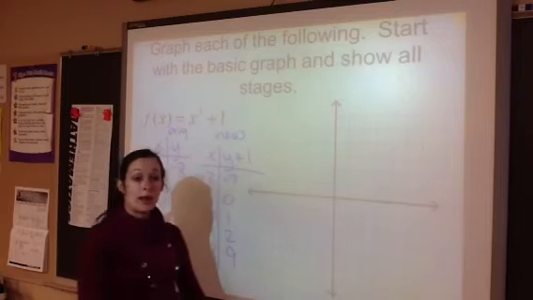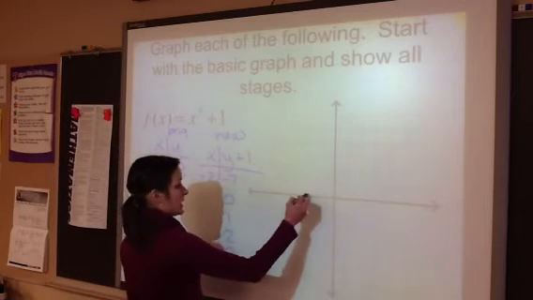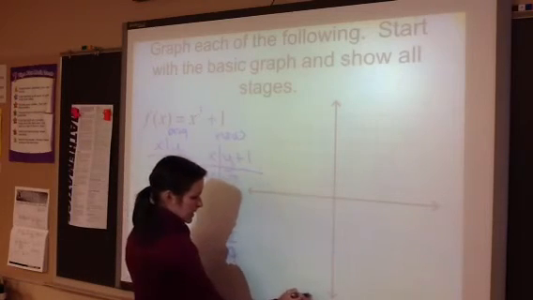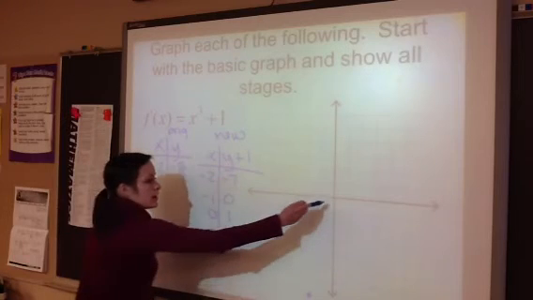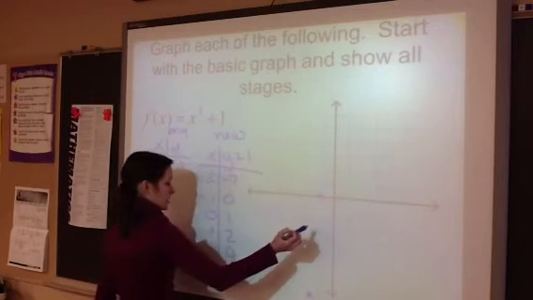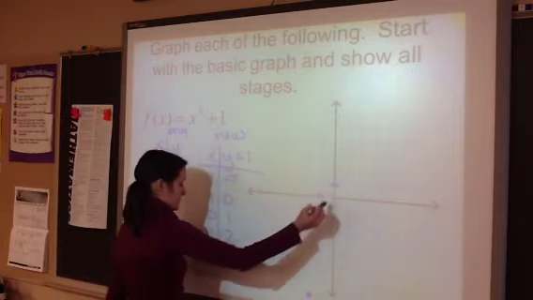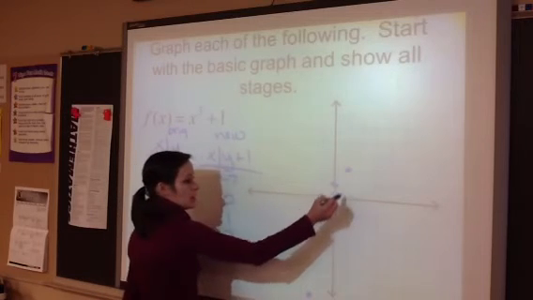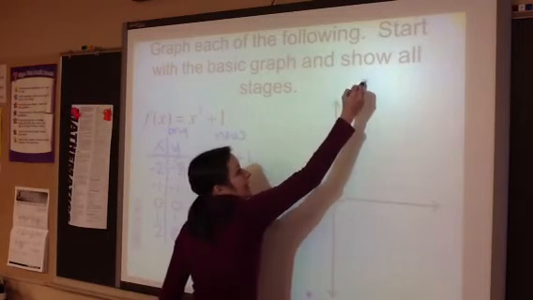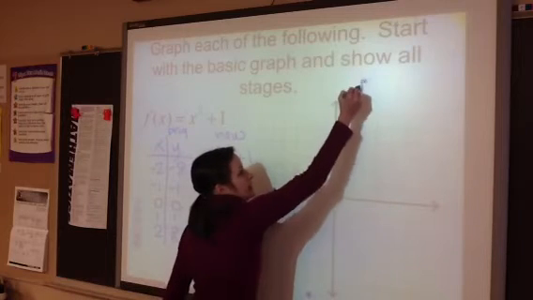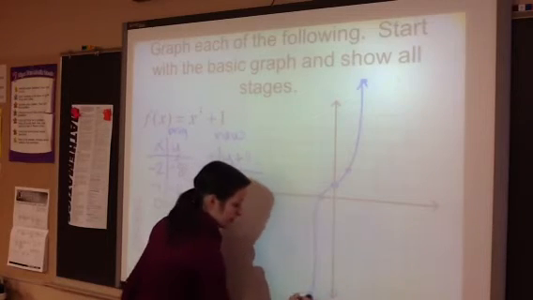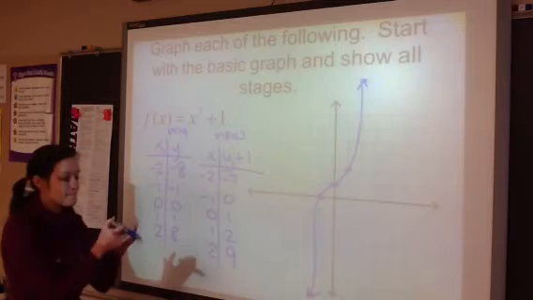So we're going to go and we're going to graph. So we go over to -2. We go drop down to -7. We go over to -1 and we stay at 0. We stay at 0 and we go up 1. We go over 1 and up 2. We go over 2 and up 9. So there is our lovely curve. Yay, go you.